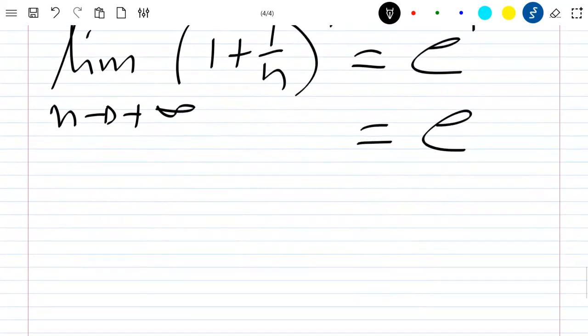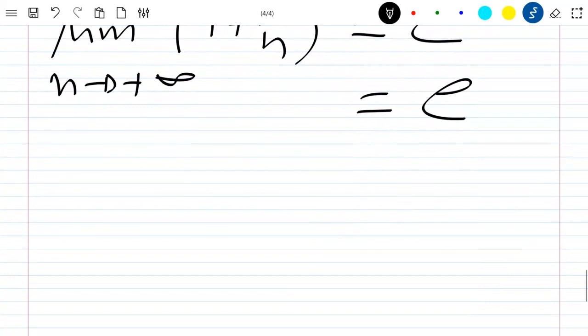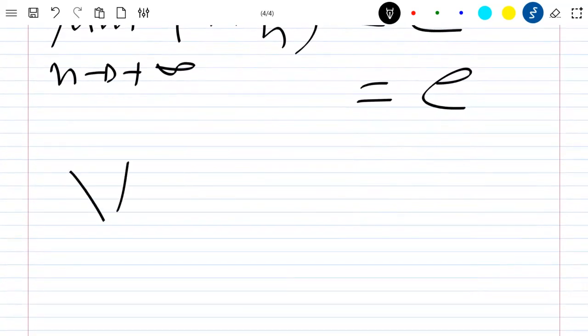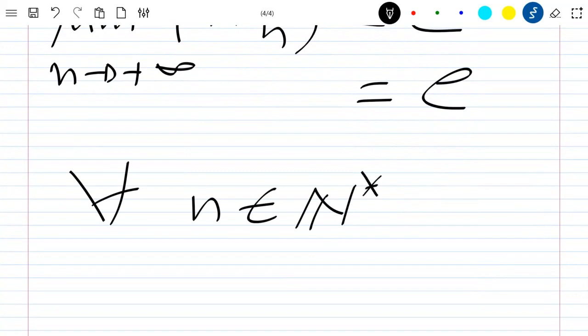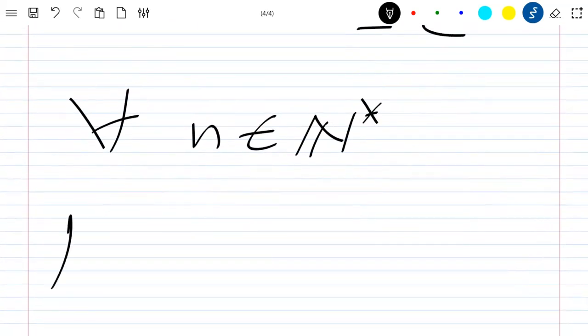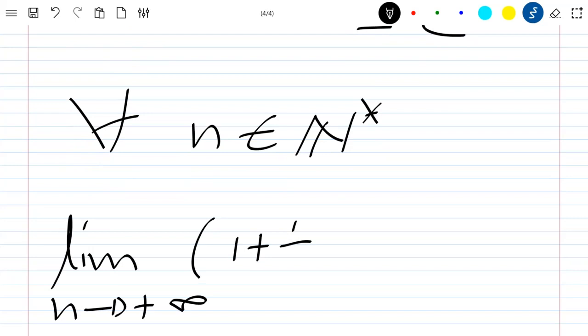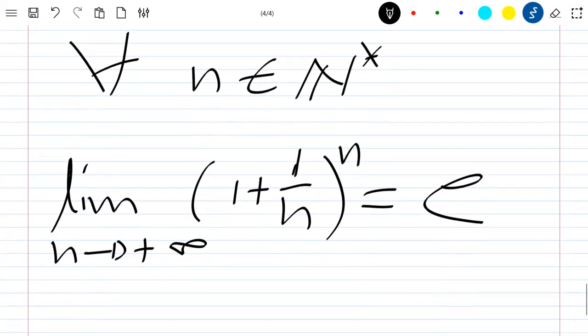So we just proved that for n a non-zero natural number, the limit when n tends to plus infinity of (1 + 1/n)^n is equal to e.